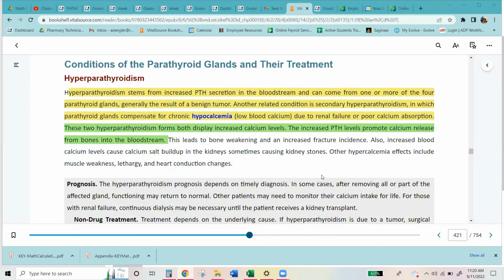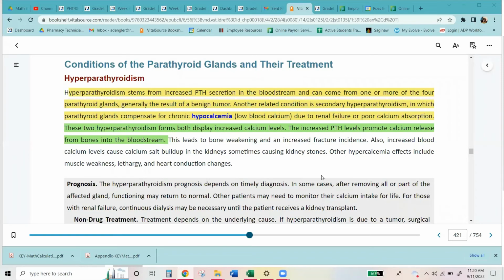Hyperparathyroidism stems from increased PTH secretion in the bloodstream and can come from one or more of the 4 parathyroid glands, generally the result of a benign tumor. Another related condition is secondary hyperparathyroidism, in which parathyroid glands compensate for chronic hypocalcemia, which is low blood calcium due to renal failure or poor calcium absorption.